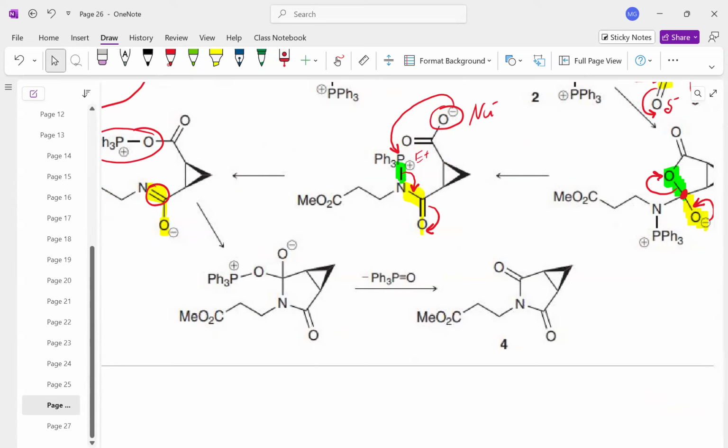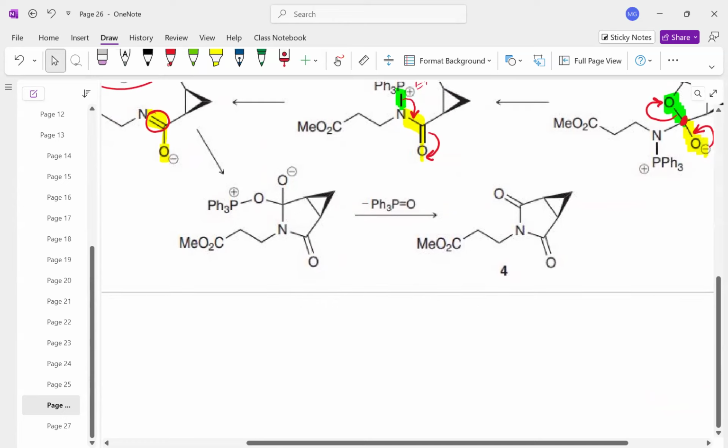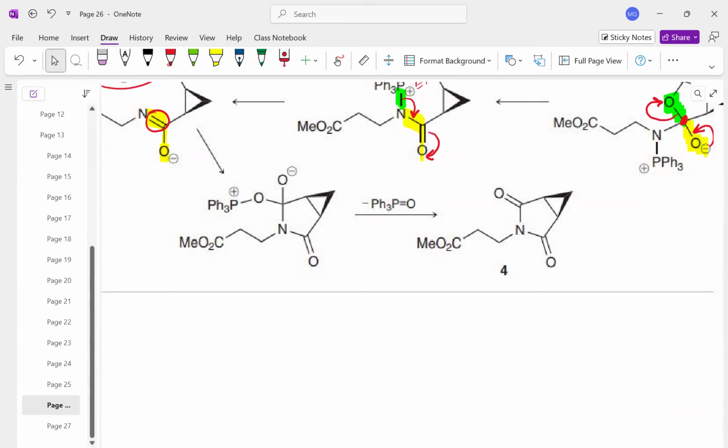All right, and then finally, with this last step, again, ask yourself, what is different? What happened? What bonds broke? What bonds formed? Okay, so let's identify some things. Well, first of all, this carbon-oxygen bond here is now a carbon-oxygen double bond.